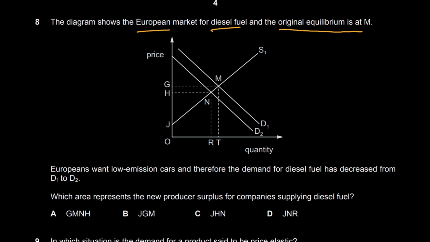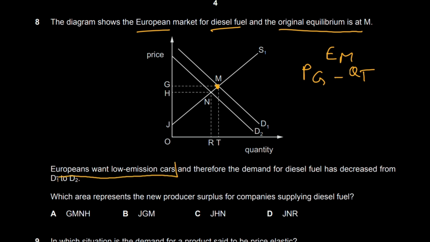equilibrium is at M. So we are currently at M, and we have a price of G, and the quantity supplied is T. This is our price, this is our quantity, and this is our equilibrium. Europeans want low emission cars.